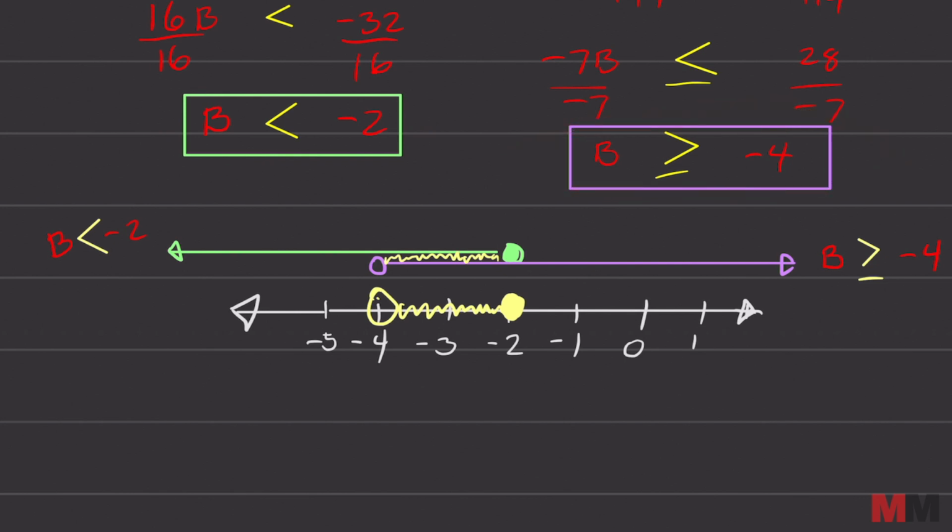Once you graph both of those, you're looking for the area that they have in common, and it's all the answers from negative 4, more than negative 4, it can't be negative 4, all the way to negative 2.